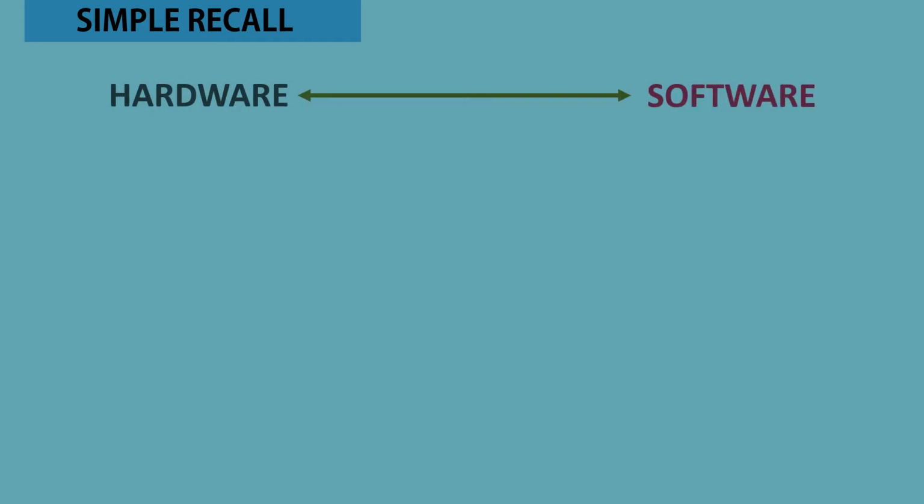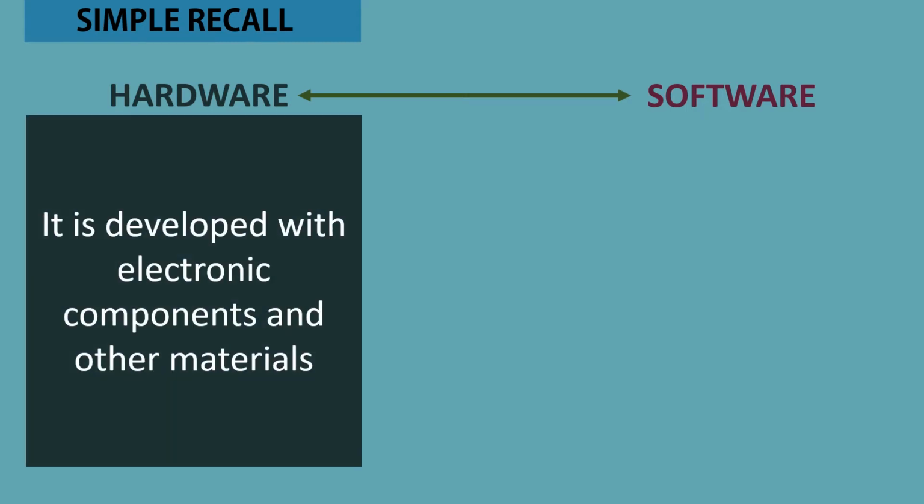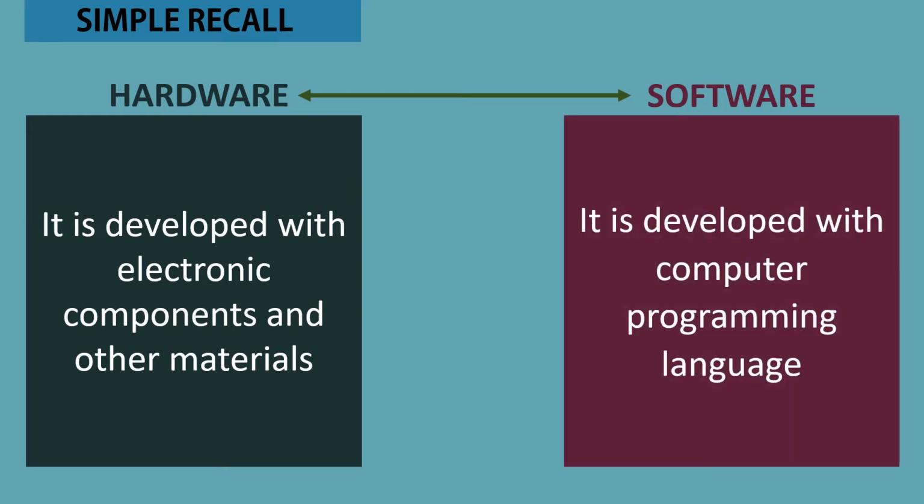Now, as part of our simple recall, hardware and software. We have to compare hardware and software, or give the relationship between them. Hardware is developed with electronic components and other materials. Software is developed with a computer programming language. Going back to hardware, it is made of electronic components and other materials. It is composed of circuitry and boards, and it is tangible and capable of being touched. While the software is the one that gives life to our hardware, and it is developed by a programmer using programming languages such as C++ and JavaScript and a lot more.